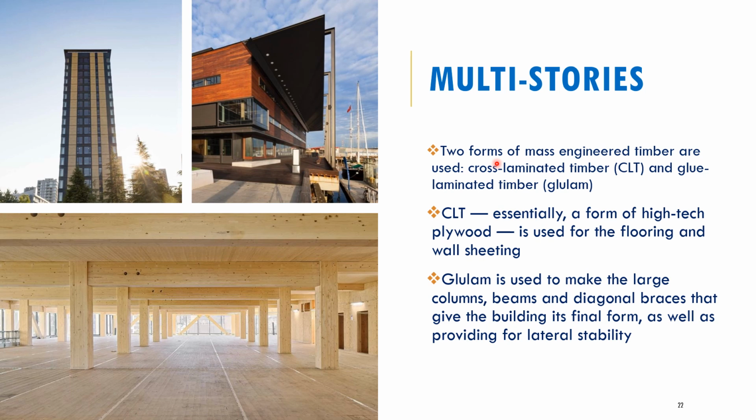It's cross-laminated, of course, and the reason for that is because you need the extra strength. That's why you can use it for flooring and for wall sheeting. Glulam, on the other hand, is used for large columns, beams, and diagonal braces. So we see applications of these two materials in this image. Your columns and your beams would be formed from glulam, whereas the flooring system over here would probably be CLT.